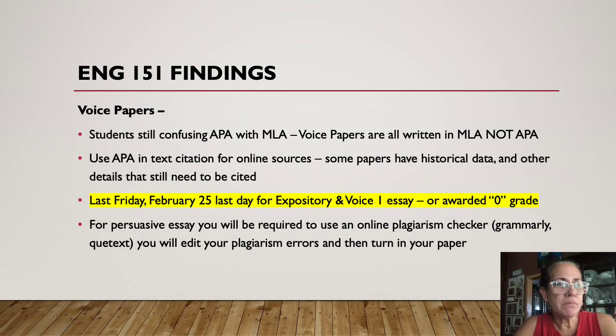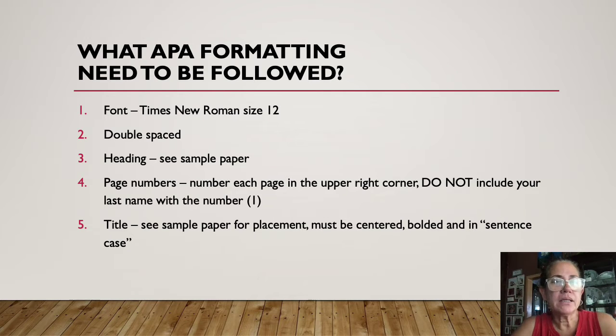Next, I did want to point out that last Friday I had told everybody February 25th was the last day for any outstanding expository and voice 1 essays. And if I didn't receive it by then, you are being awarded a 0 grade. So if you have questions about that, send me an email. For the persuasive essay, you will be required to use an online plagiarism checker. The examples are Grammarly or QText, and you will edit your plagiarism errors and then turn in your paper after you've corrected those errors.